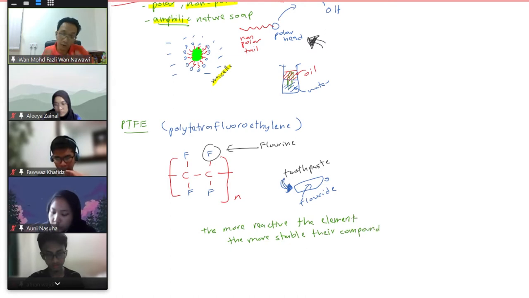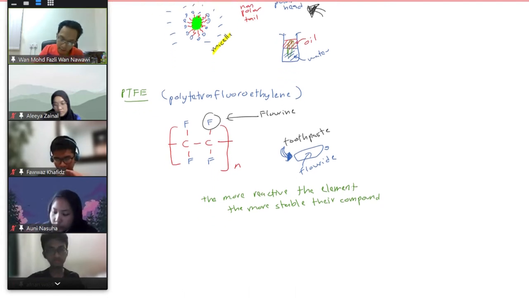Okay, fluorine is an element. A compound is basically when that element combines with other things, making a molecule. It's like sodium chloride. So this is basically sodium chloride, which is table salt.